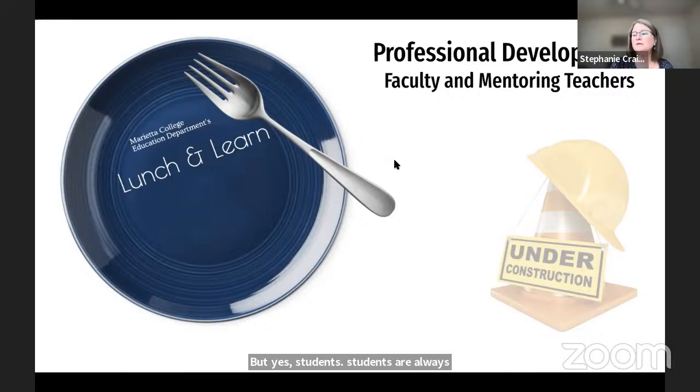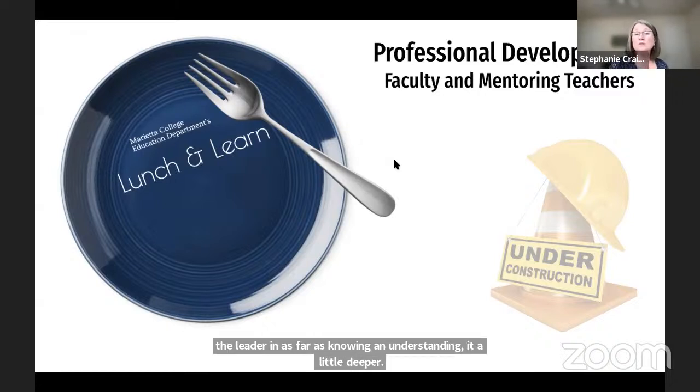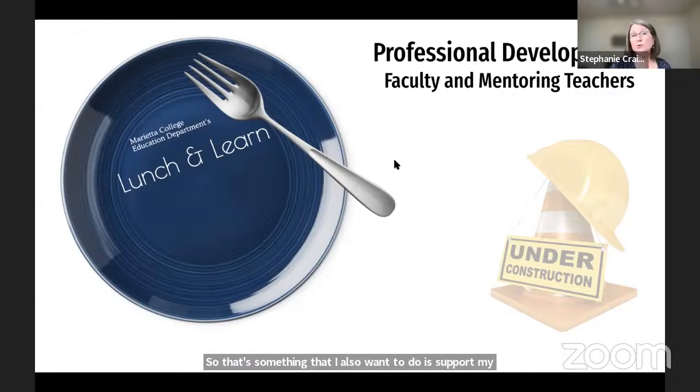And another thing, because I feel like our department, like I said before at the very beginning, we have this philosophy, but some of us are newer to UDL. I think Anne, when I came in, was probably the leader as far as knowing and understanding it a little deeper. So that's something that I also want to do, is support my colleagues in the department. We have a new person coming on board, which is really exciting. And so I feel like that's part of my responsibility too, to make sure that I'm supporting my colleagues in any way that I can.